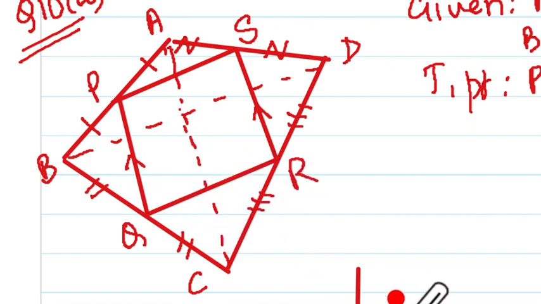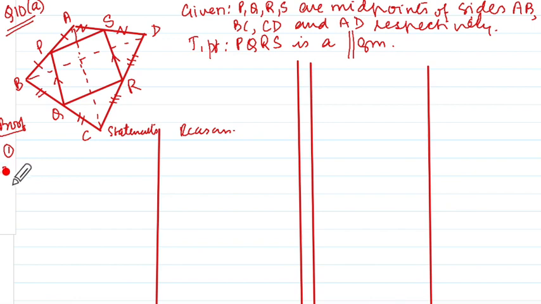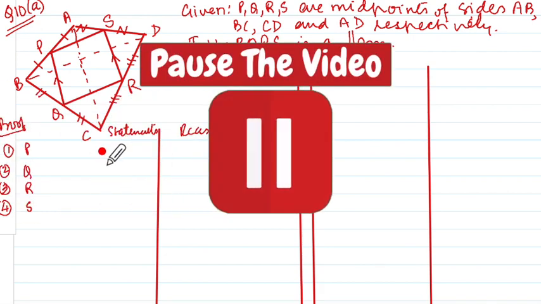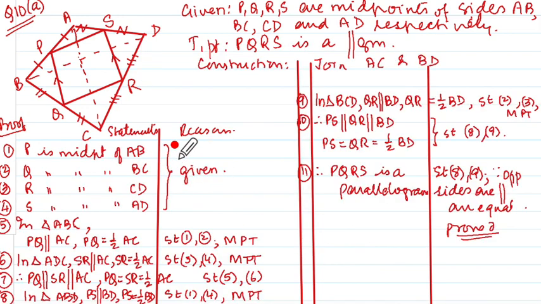So let us see how we write the statements. Statement number 1, 2, 3, 4 will be just to say that all of these are midpoints, P, Q, R, S. Okay. So I'll write this down. You also write it down and check if you can write your solution properly, and then check your proof with my steps. Okay. So check the statements. Now you can unpause the video.